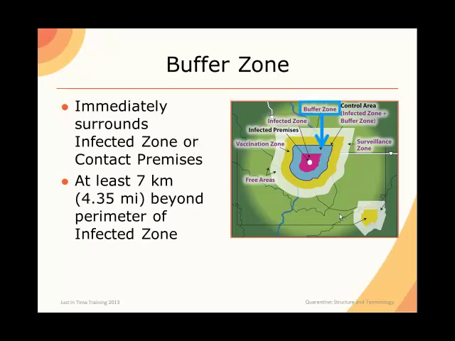The buffer zone, shown in blue, is an area that immediately surrounds the infected zone or a contact premises. The perimeter of this zone should be at least 7 kilometers, or approximately 4.35 miles, beyond the perimeter of the infected zone. This zone may also be redefined as the disease outbreak response continues.